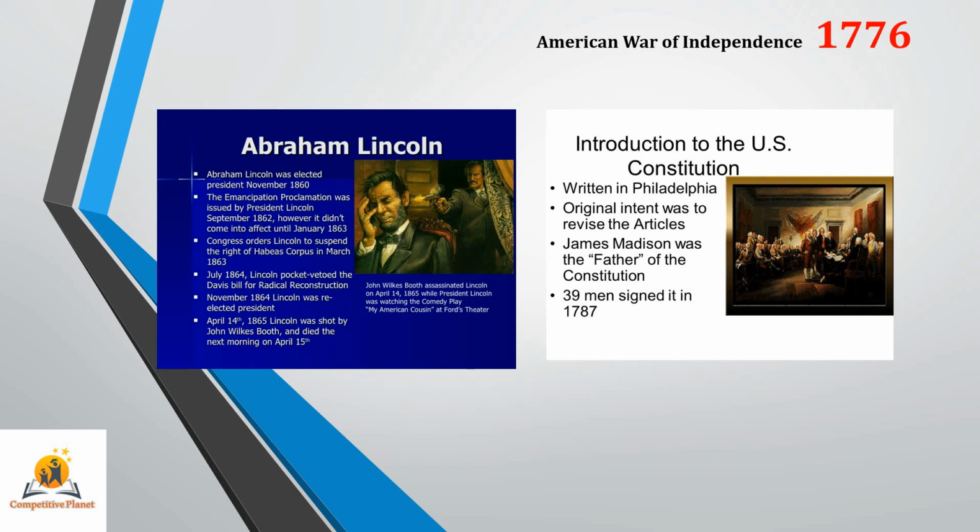And also Congress ordered Lincoln to suspend the right of habeas corpus in March 1863. In 1864, Lincoln pocket vetoed the Wade-Davis Bill for radical reconstruction. And in November 1864, Lincoln was re-elected as president, and he had abolished slavery on 1st January 1863.